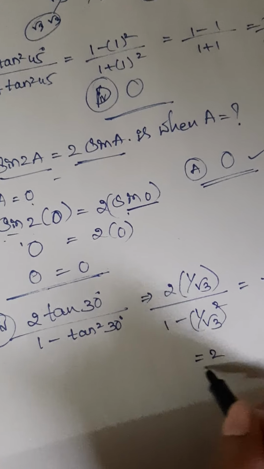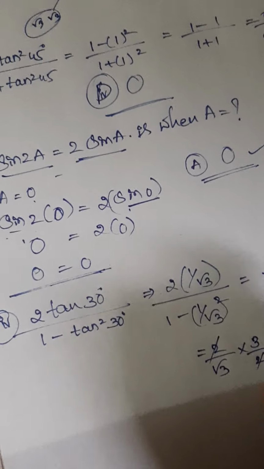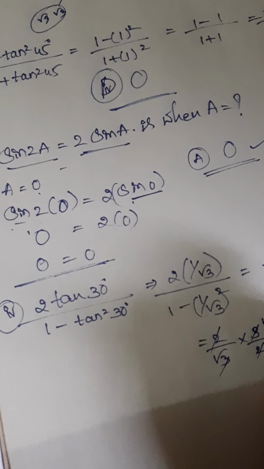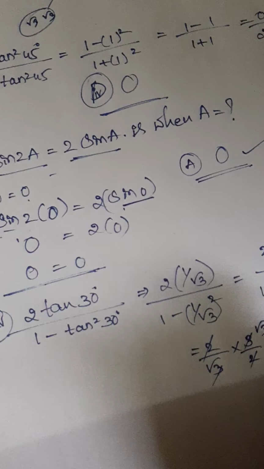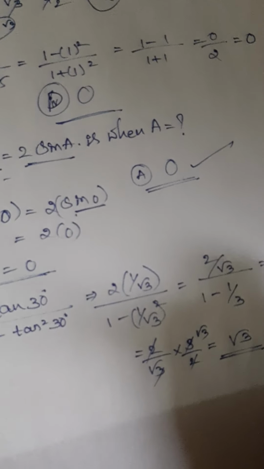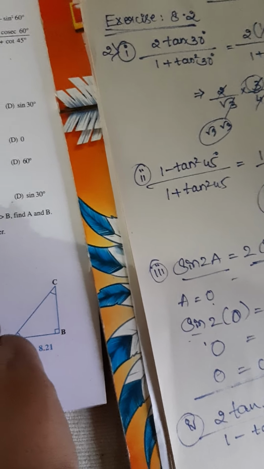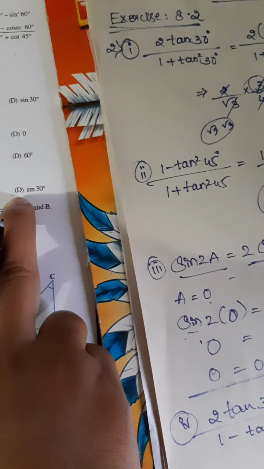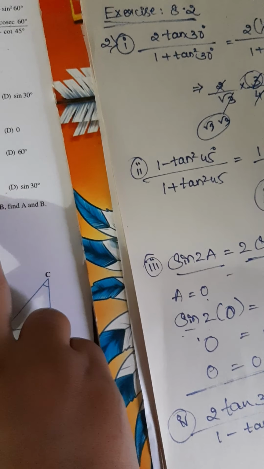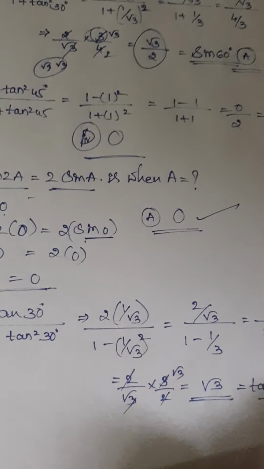For this again do the calculation, 2 by root 3 into 3 by 2. So the 2s cancel, and the 3 by root 3 is equal to root 3. So your answer will be root 3. Where are we getting this root 3? Tan 60 is equal to root 3, because see the options here, sin, cos, tan. For sin and cos we are not at all getting root 3. So obviously tan 60, that is our option C. I hope you understood this question.